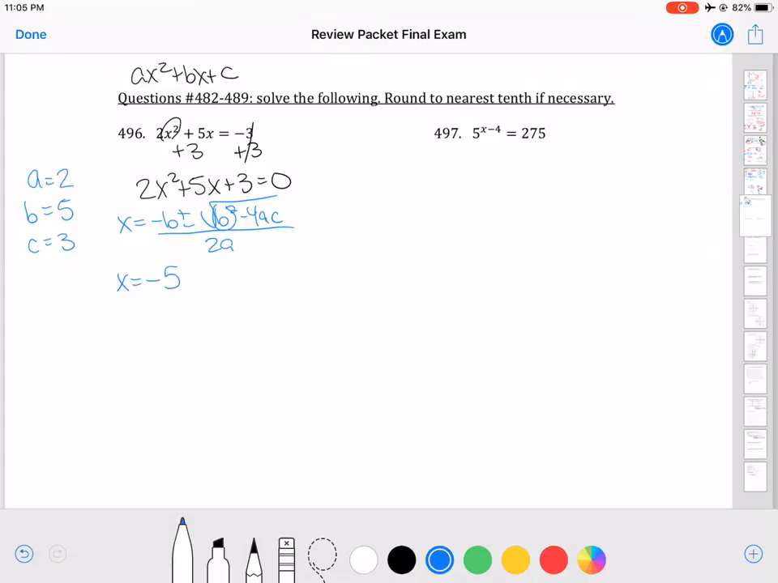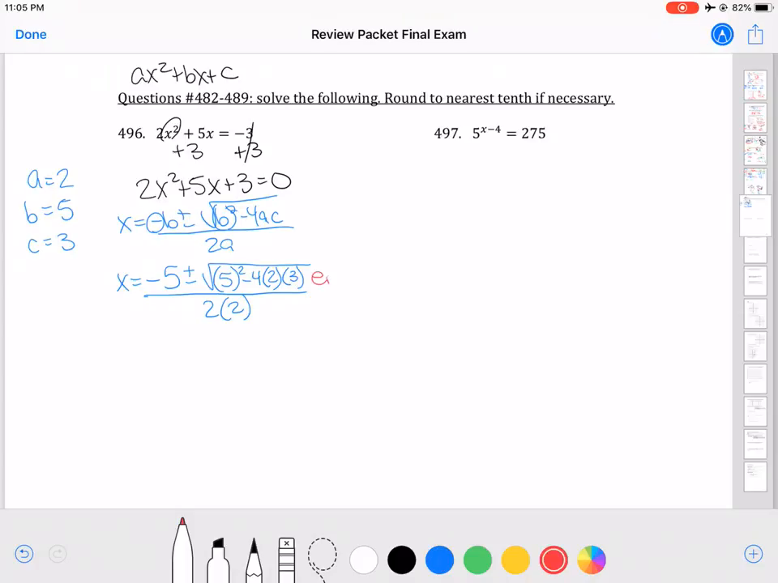B is a positive 5 for this one, so it's going to stay negative because of that negative in the formula. The plus or minus comes down, big square root in parentheses. B is 5, so I plug 5 into those parentheses. The minus 4 comes down. Times A is going to be times 2. Times C is going to be times 3. And that's all over 2 times A, so 2 times 2.